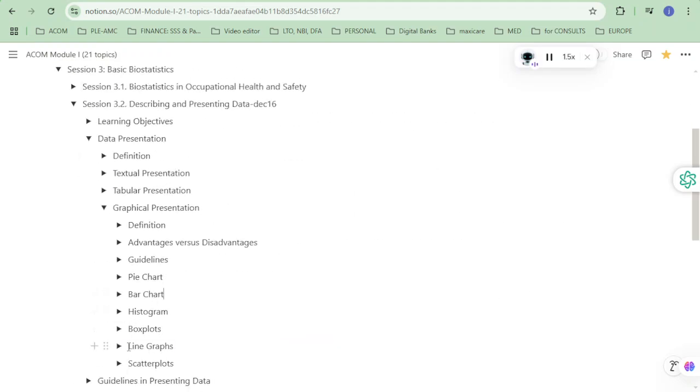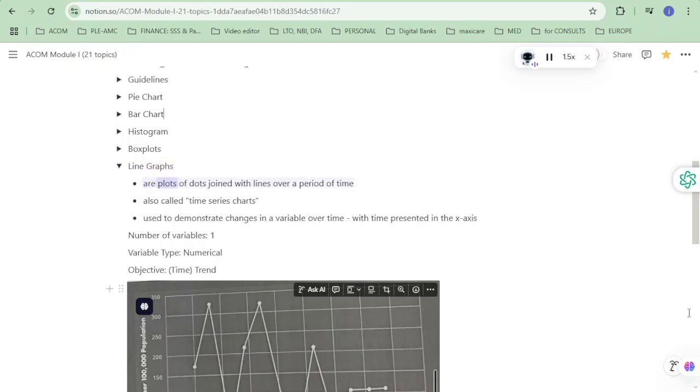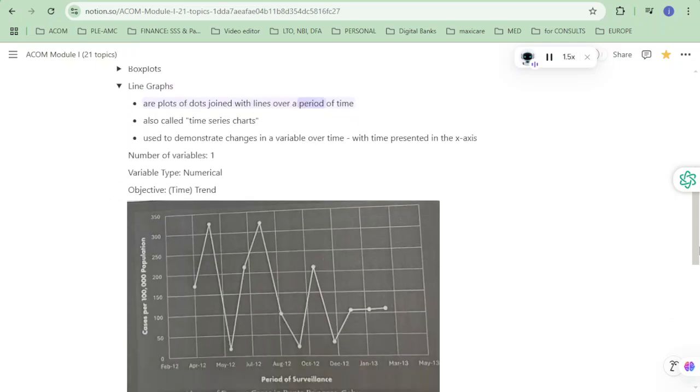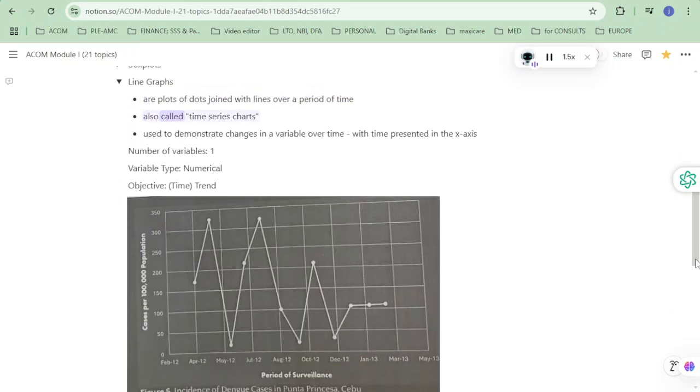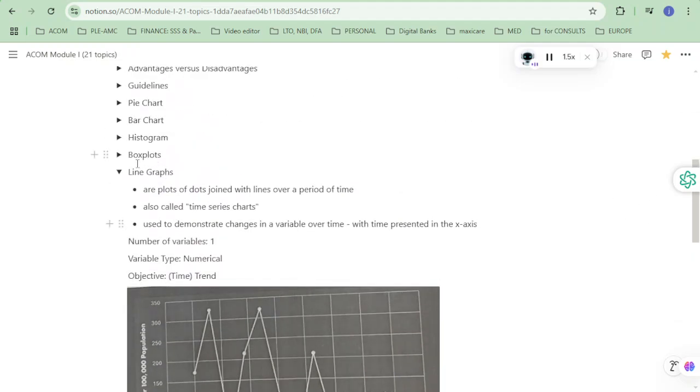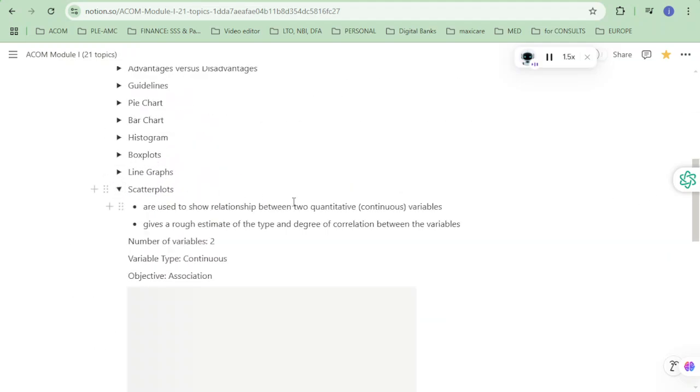Line graphs. Are plots of dots joined with lines over a period of time, also called time series charts. Used to demonstrate changes in a variable over time, with time presented on the x-axis. Number of variables: 1. Variable type: numerical. Objective: time, trend.